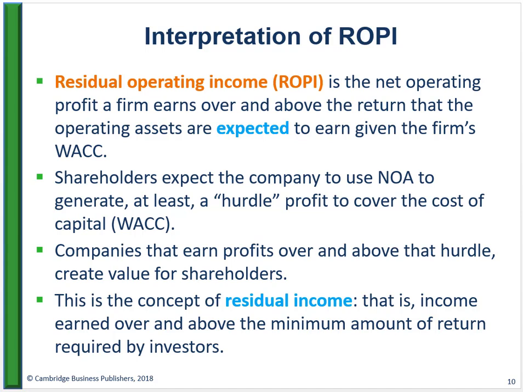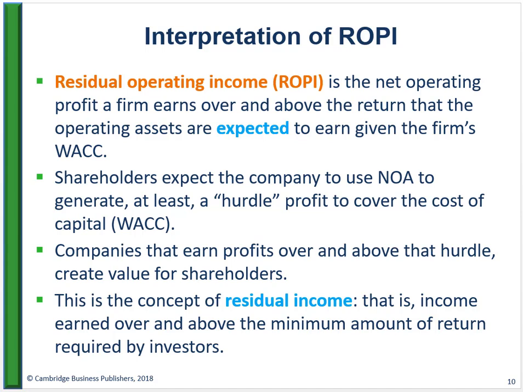So slide 10 breaks this down. Residual operating income is the net operating profit a firm earns over and above the return that operating assets are expected to earn given the firm's WACC. And again, you see that word expected highlighted there. So shareholders expect the company to generate that hurdle profit, which would be the net operating assets times the WACC. Now, to the extent that a company can earn profits in excess of this, we refer to those profits as residual income. That is the income earned over and above the minimum amount of return required by investors.